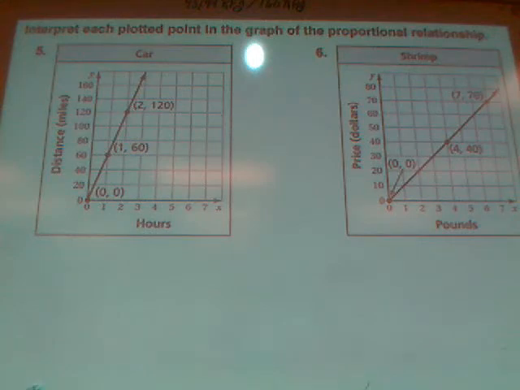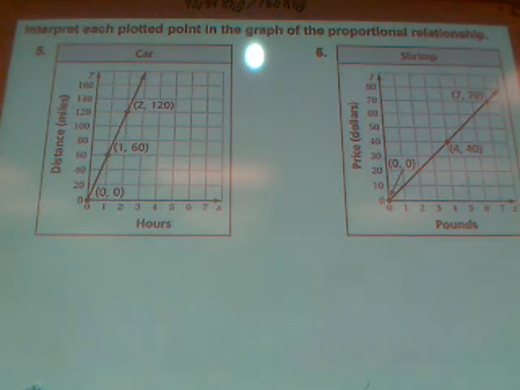As we continue on to page 94 in your record and practice journal, now they're giving us a graph and they're asking us to interpret each plotted point in the graph of the proportional relationship. So we're no longer proving they're proportional, that's already given to us in the directions. They just want us to tell what all the different points mean.